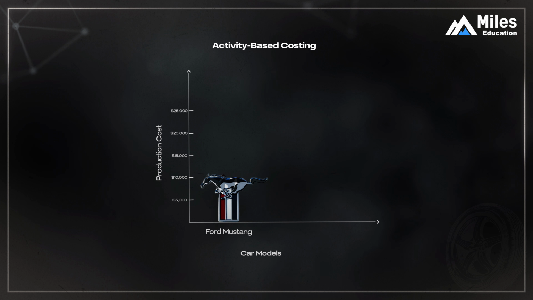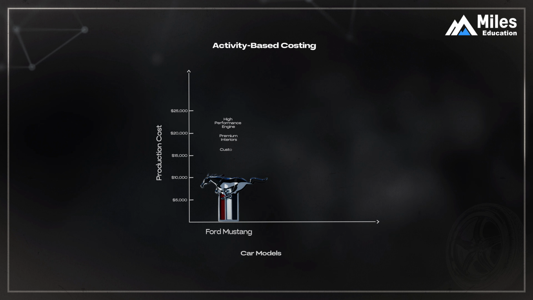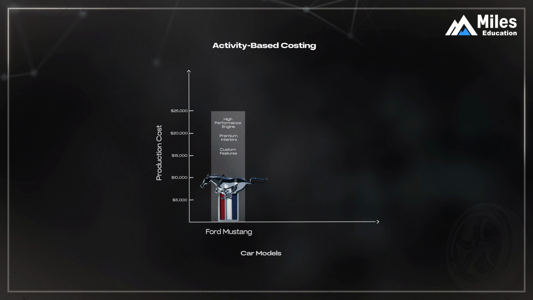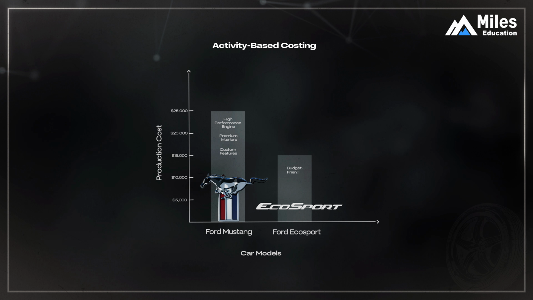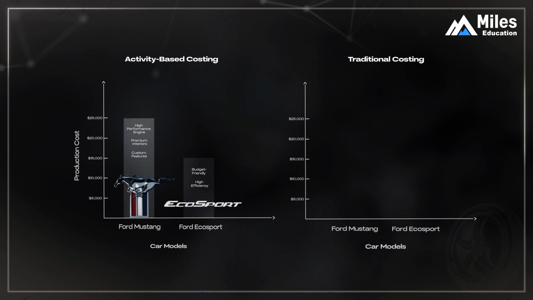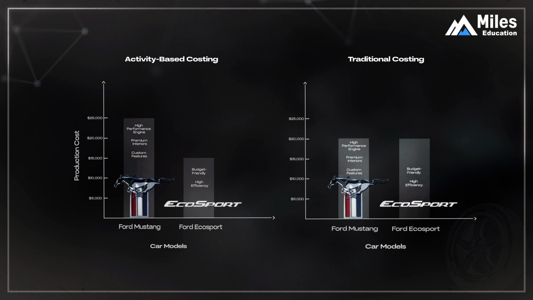Let's say a Ford Mustang with high-performance engine, premium interiors, and custom features requires far more materials, labor, and testing than a Ford EcoSport, a budget-friendly SUV built for efficiency. Traditional costing would spread production costs evenly, but that wouldn't reflect reality.